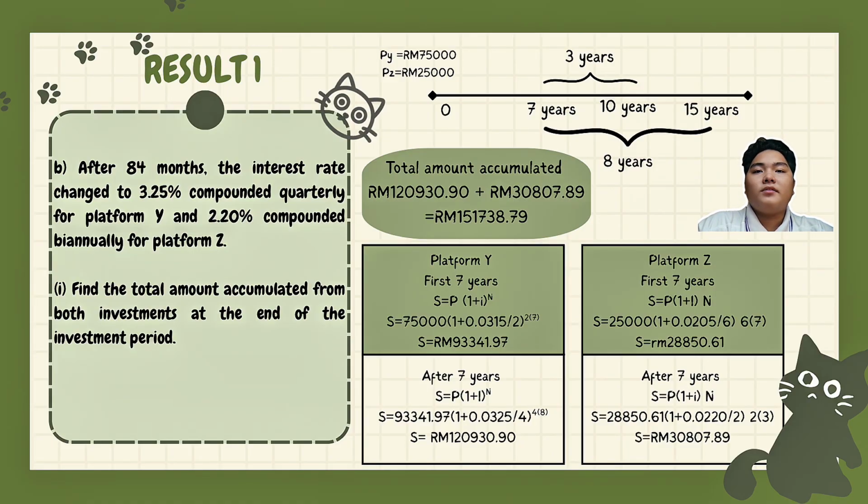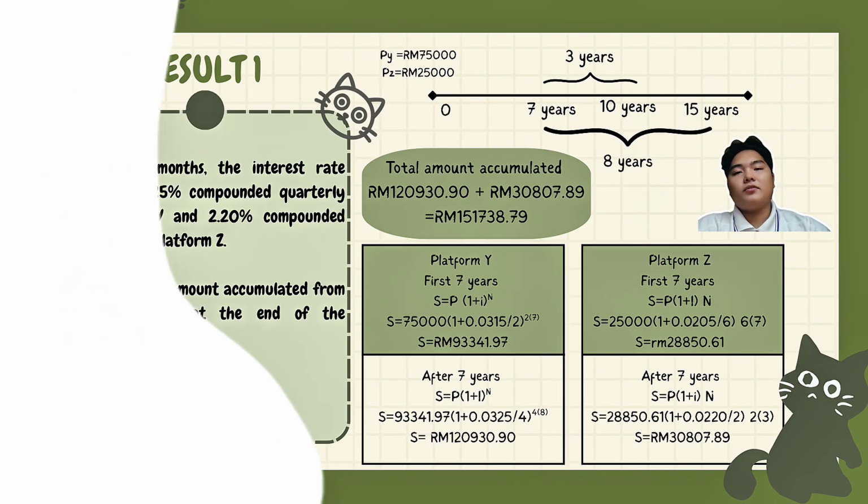So the total for S equals RM 93,341 and 97 cent. Then after 7 years, we also use the same formula, which is S equals P in the bracket 1 plus i, power of n. The solution is S equals 93,341 and 97 cent in the bracket 1 plus 0.0325 divided by 4, power of 4 multiplied by 8. Then we got the answer for S is 120,930 ringgit 90 cent. Okay, thank you.